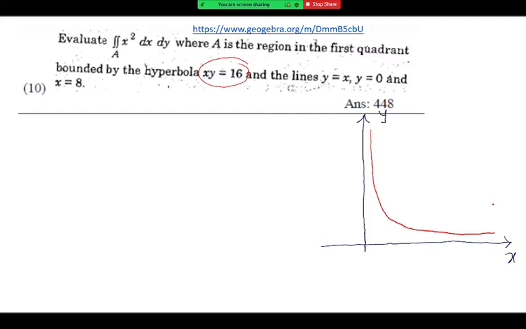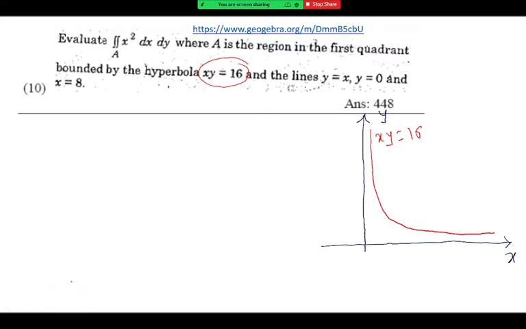Then we have the next curve. This I can say is xy equal to 16. That's the first curve. There is one more curve this side. Okay, we are not taking it because the other boundaries are in first quadrant only. Okay, so that is about one curve.